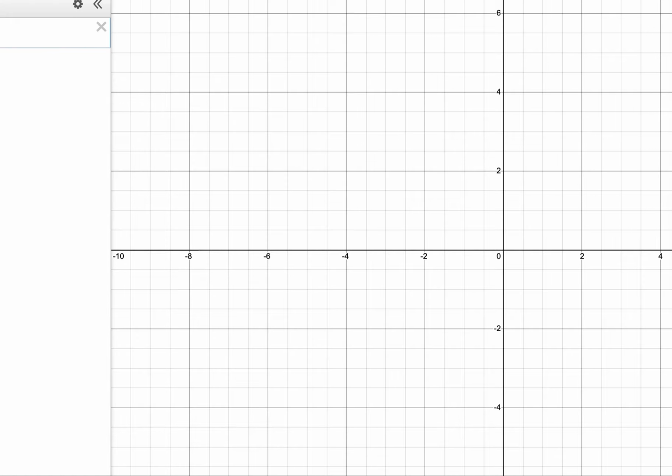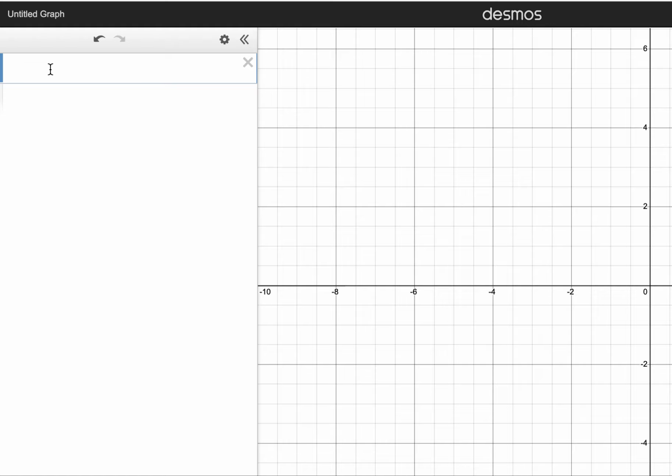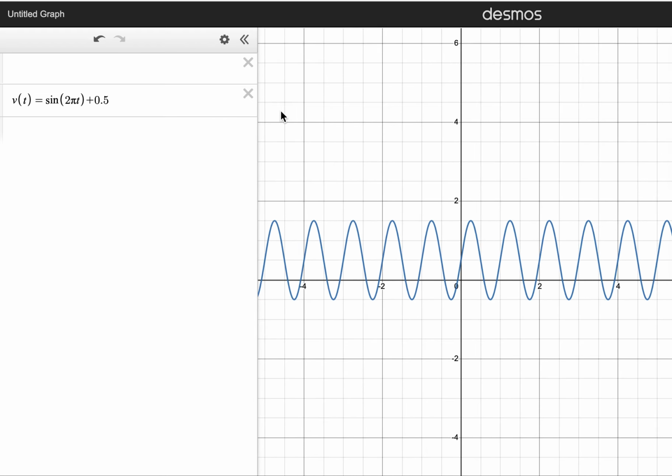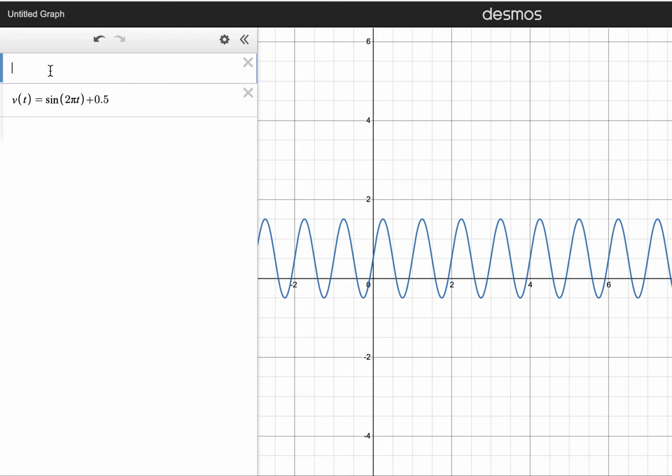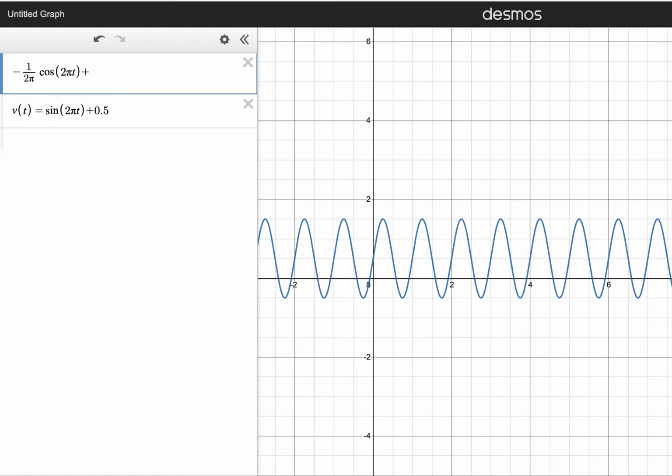All right, you can go to desmos.com to graph these things. So the original function, sine of 2 pi t plus 0.5, that was a velocity function. Now we want the antiderivative, which is negative 1 over 2 pi times cosine of 2 pi t plus 0.5 t. This is a position function.